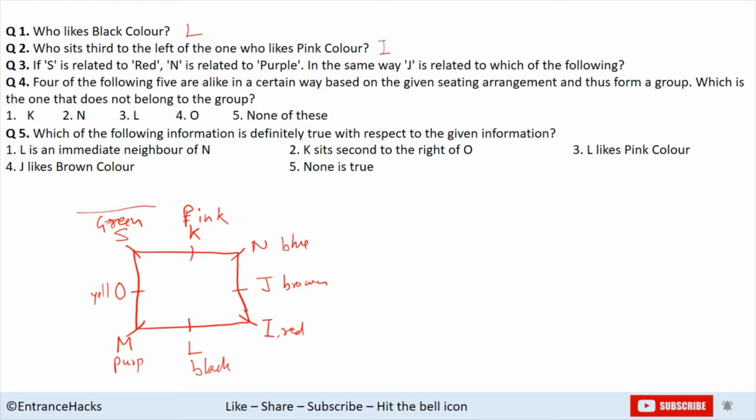If S is related to red, that is, they are sitting opposite each other. N is related to purple, they are again sitting opposite. J is related to which of the following? So J is related to the opposite of yellow color. So it will be yellow.